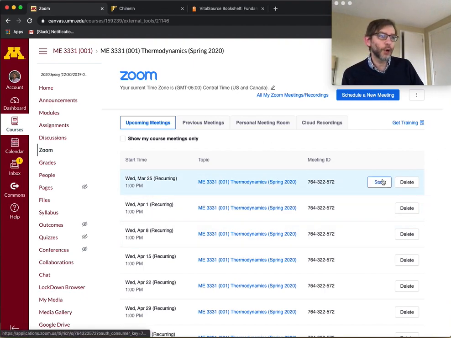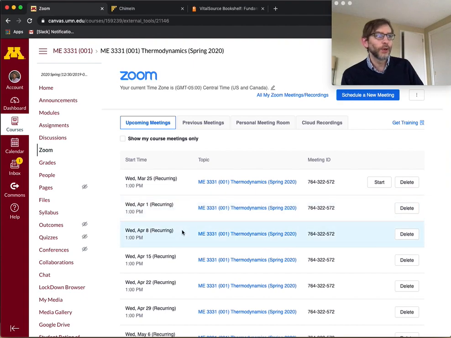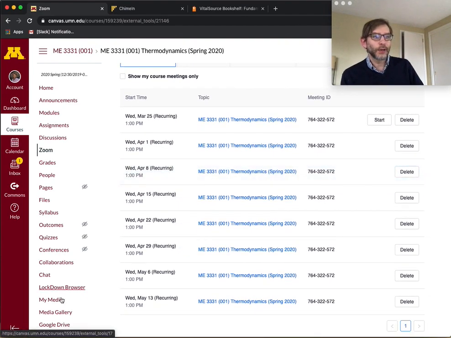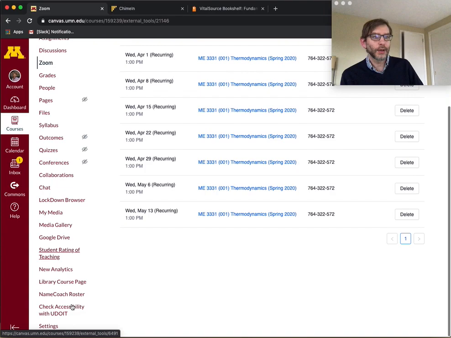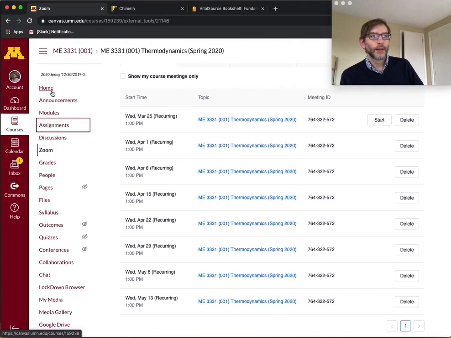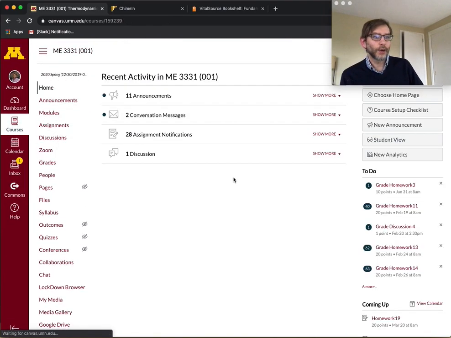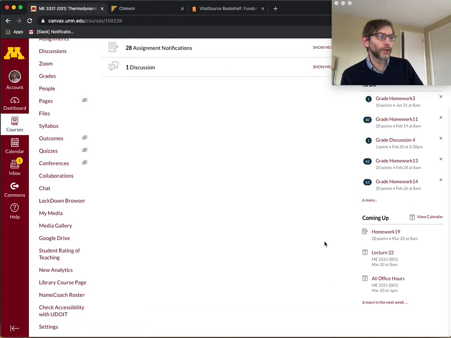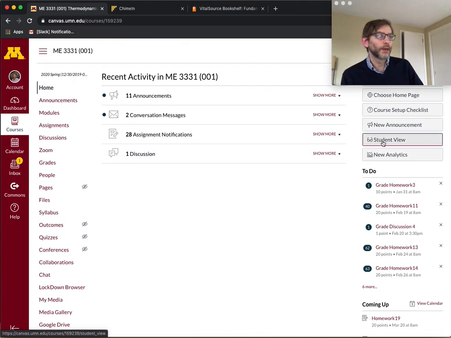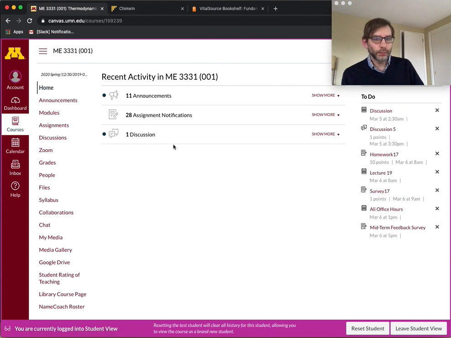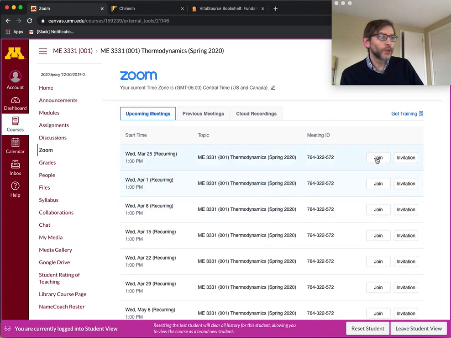Well, this one's for me, I'm a host, but if I look at the student view, I should be able to show you what it looks like for you. Let's see if I go here and then go to student view. Okay, here's what it looks like for you. Go to Zoom, so you could say join, right?